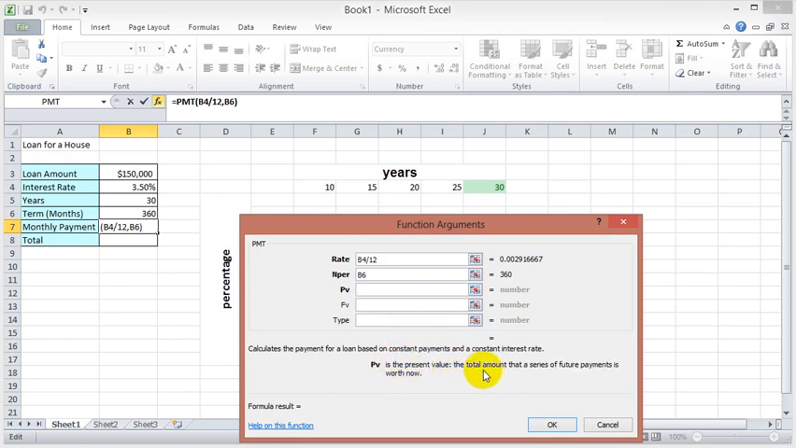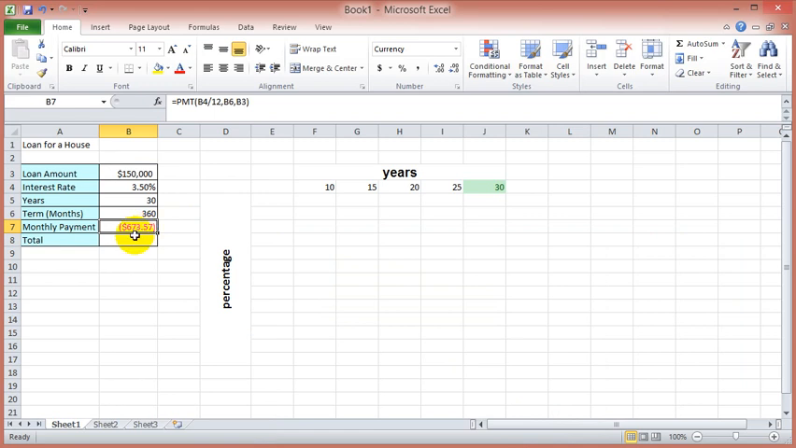PV is the present value of the loan, so that is $150,000, and we get a payment of $637. If you want to see this in a positive format, this is in a negative format because it means that it is coming out of your pocket. You're paying this money. A positive would be money coming into your pocket. So if for some reason you wanted to show this as a positive, you multiply this times negative one, and it will bring it to a positive.